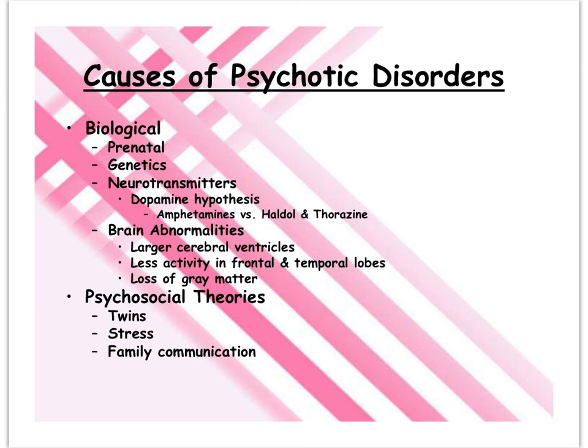Looking at brain abnormalities here, larger cerebral ventricles. So you take somebody like John Hinckley Jr., who, I don't know if you recall this from your history classes, he had attempted to assassinate Reagan. He had enlarged ventricles. PET scans reveal lower activity in frontal and temporal lobes involved with language, attention, and memory. There's a loss of gray matter. Again, sort of a chicken and an egg problem with this as well.